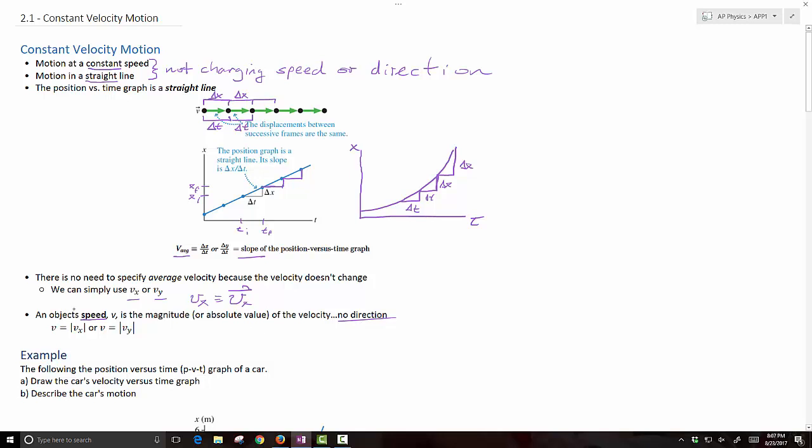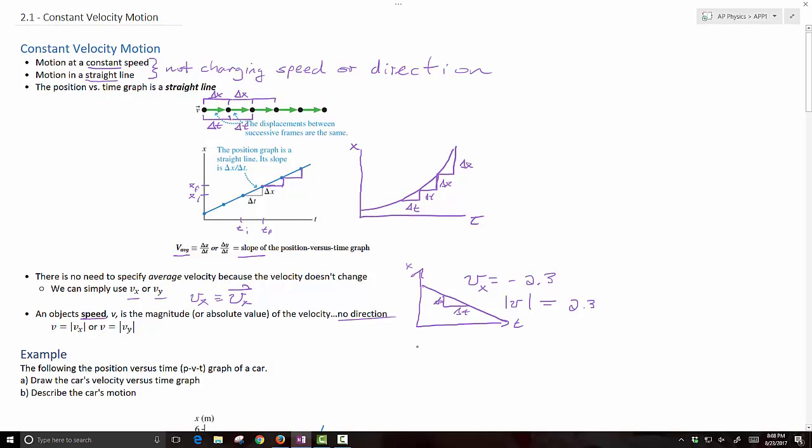Oh yeah. So no direction. The speed, so we just take the absolute value. So for instance, if I had a position versus time graph, and I had a negative slope, and I calculated whatever that was, I found my delta x, delta t, and say I got a velocity of negative 2.3. Well, then the speed, that would be in the x direction. The speed, v, or I prefer to always use the absolute value symbol. That way I know that I'm talking about the magnitude of the velocity, would just be 2.3. We don't care about the direction. Okay, not a big deal.